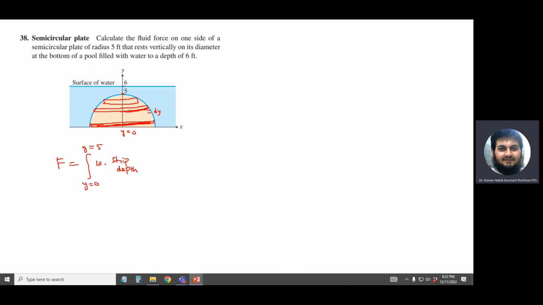or the strip height. Okay, it depends. If the question asks you to find the force due to immersing an object into a liquid, into water or something, the force is exerted from the top. So we're always interested in the force exerted from the top, and that should depend on the depth of that strip of that object.